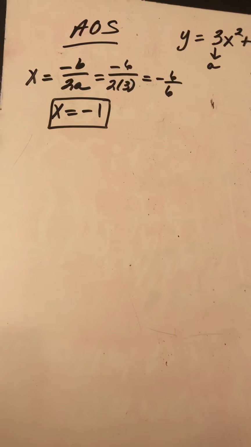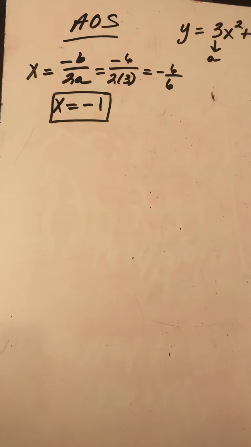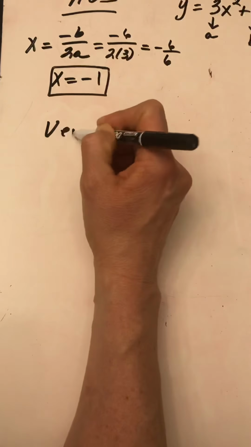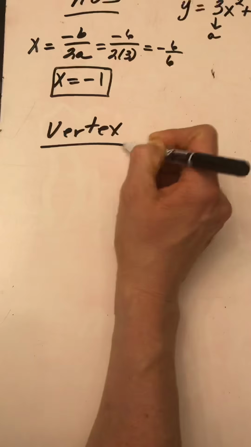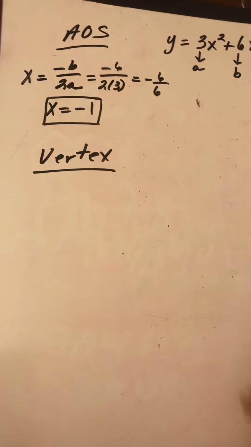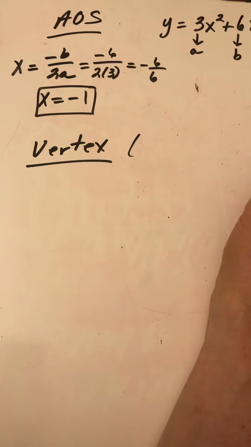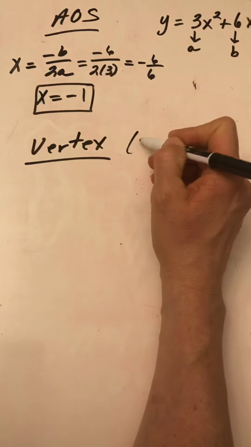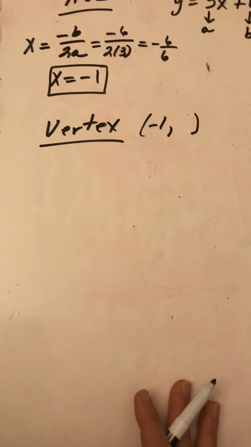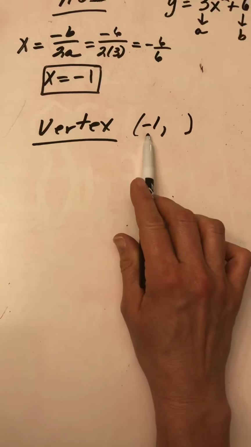The next thing you're going to do is find and plot the vertex. Under step 2, you'll see it says find and plot the vertex. Well, you already have half of the vertex, because the vertex and the axis of symmetry are going to be the same number when you do the x coordinate. Once you find your axis of symmetry, that is the x coordinate of the vertex.